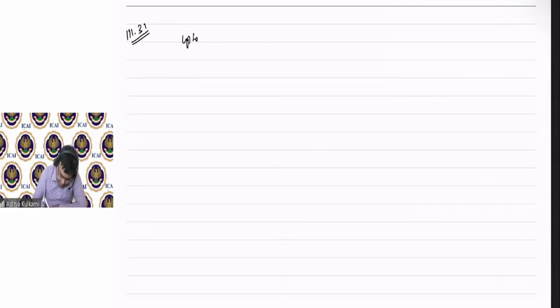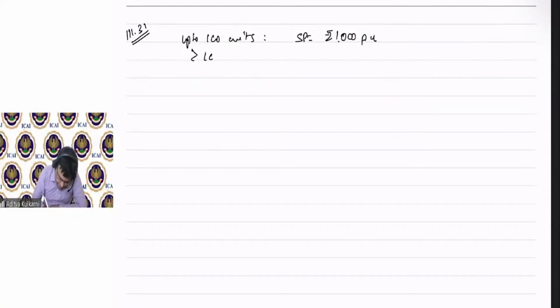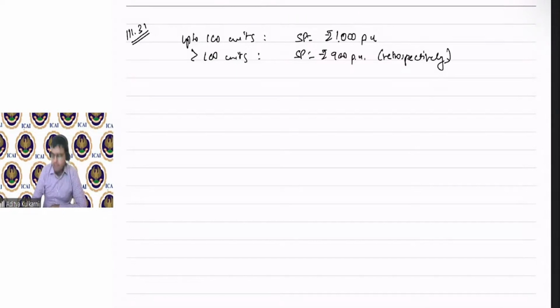Up to 100 units, selling price is equal to rupees 1000 per unit. Am I right? Yes. If you purchase greater than 100 units, selling price is equal to rupees 900 per unit retrospectively. All right. So now, do I have a variable consideration here?